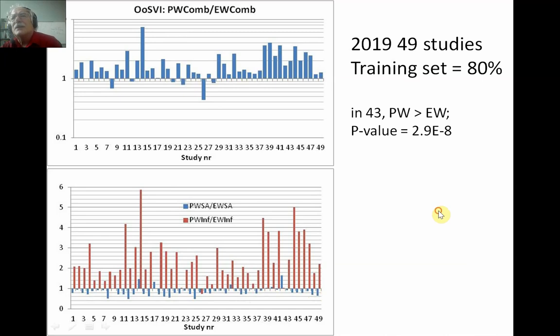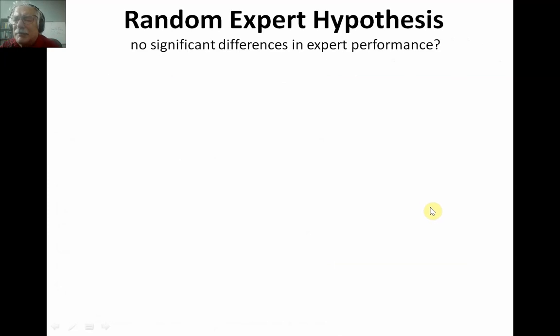Okay, so that's the story for out-of-sample validation. We now move on to something called the random expert hypothesis.